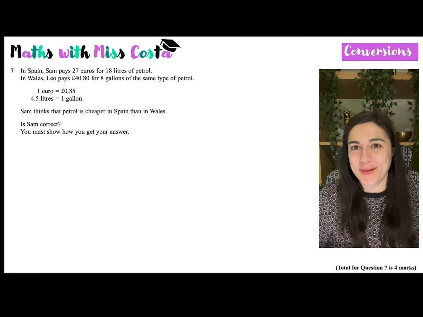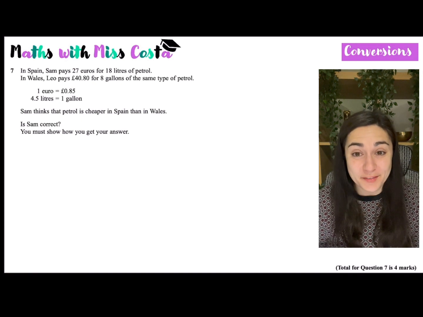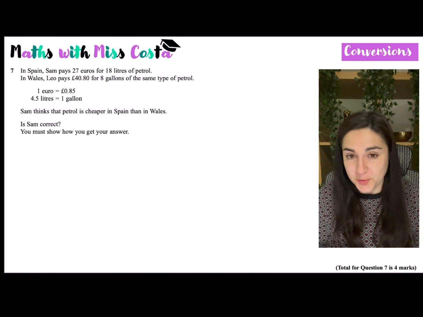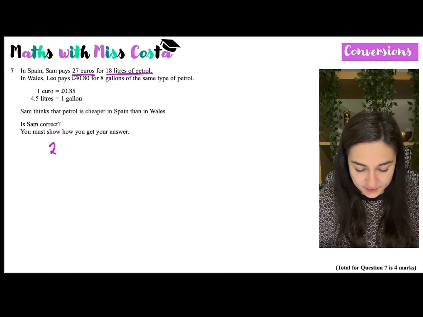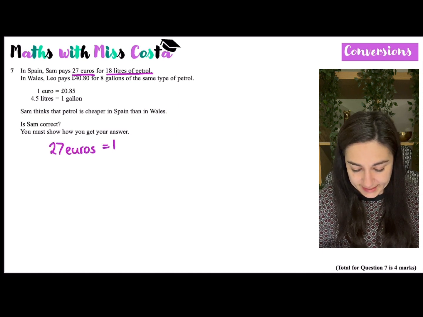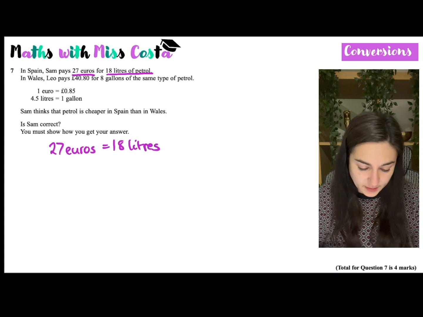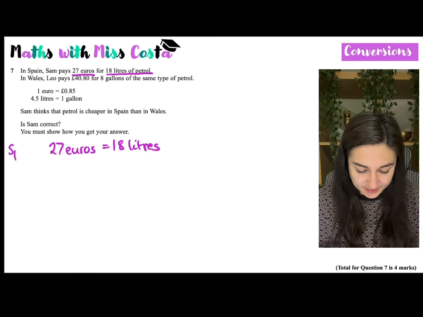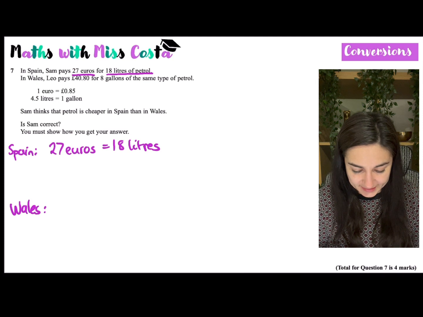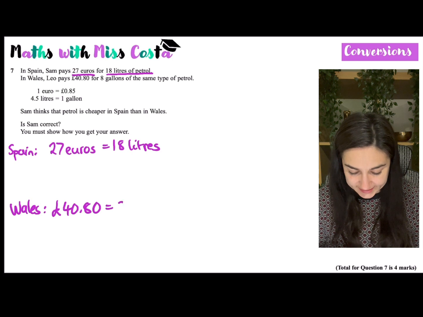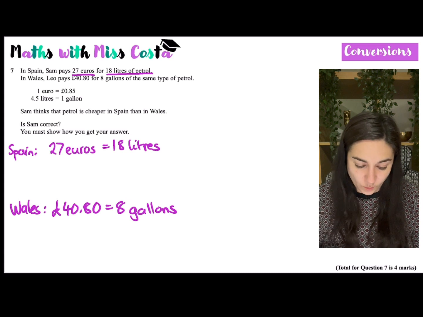So a worded question, but all I need to do in cases like these is read the question very carefully and highlight the important parts. So I'm told that in Spain, Sam pays 27 euros for 18 litres of petrol. So I know that 27 euros is 18 litres of petrol. In Wales, Leo pays £40.80 for 8 gallons of the same petrol. €1 is 85 pence and 4.5 litres is 1 gallon.